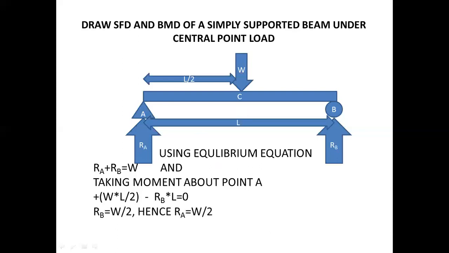I found out RB is equal to W by 2, hence RA is also equal to W by 2. So I got the reaction values: RA is equal to W by 2 and RB is equal to W by 2. So this is the first step.